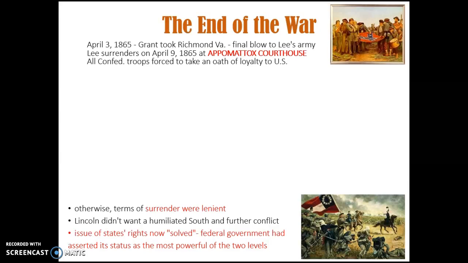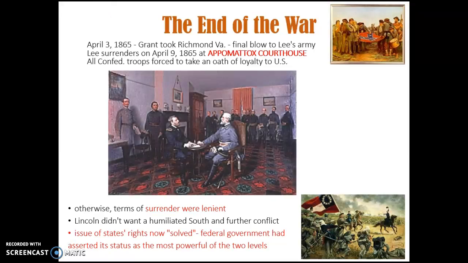All right, so the end of the war. April 3rd, 1865, Grant took Richmond, Virginia. Final blow to Lee's army. Lee surrenders on April 9th, 1865 at the Appomattox Courthouse. All Confederate troops were forced to take an oath of loyalty to the United States.